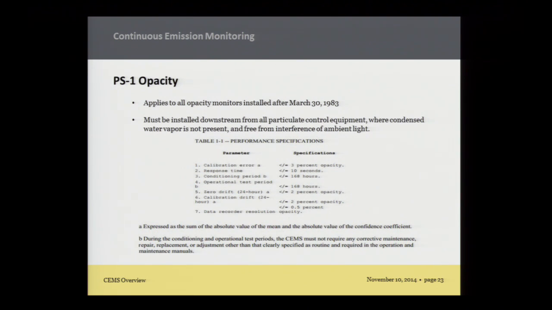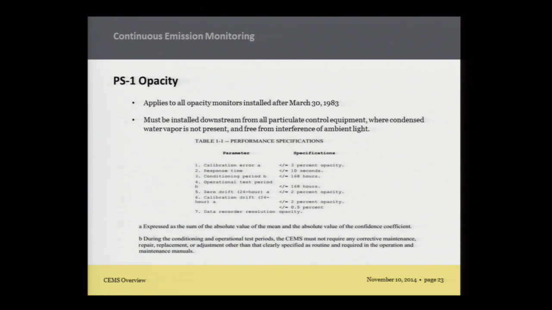It applies to all opacity monitors installed after 1983. Must be installed downstream from all particulate control equipment where condensed water vapor is not present and free from interference with ambient light. So a lot of cat crackers have opacity monitors on them in refineries, have opacity standards for them, but you can't use an opacity monitor because it doesn't meet where condensed water vapor is not present, right? So if you've got a wet gas scrubber, you can't use an opacity monitor, so you've got to use an alternative to do that.